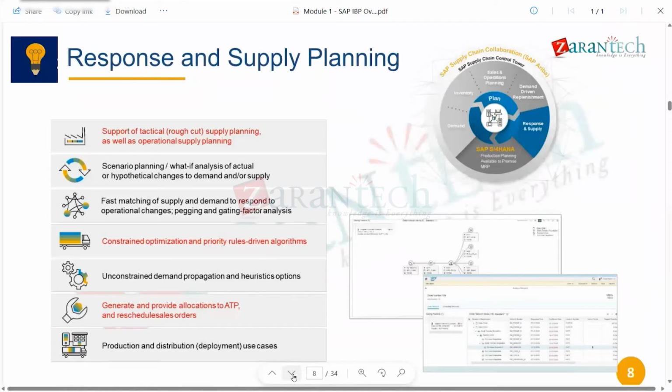Okay. Now the next point that we are going to discuss is response and supply planning. This is the next box in the IBP diagram. So we have to support the rough cut capacity planning process. What is the rough cut capacity planning process? Rough cut capacity planning is called RCCP. IBP has a functionality of identifying all your machines with their capacities.